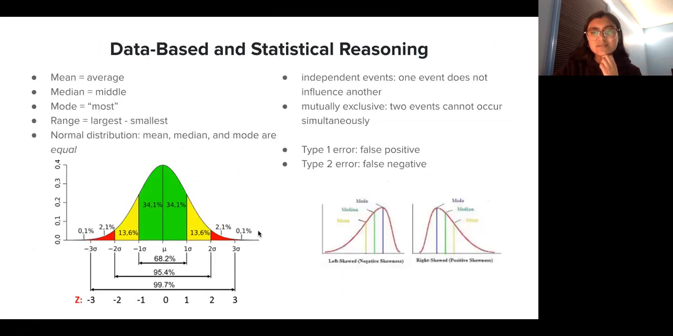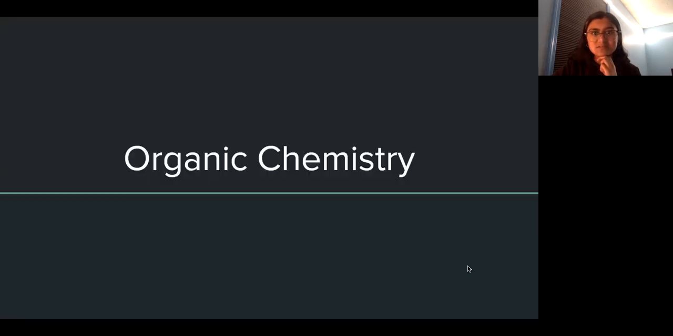Right, and then here are some basic stats that I think you should be familiar with as well. You have your mean, median, mode, and range. This is what a normal distribution looks like: the mean, median, and mode are equal, as you can see in the middle here. Know the difference between independent events and mutually exclusive events, as well as know that a type 1 error is a false positive and a type 2 is a false negative. And then here are some skewed distributions as well, and where the mean, median, and mode are in relation to those skewed distributions.